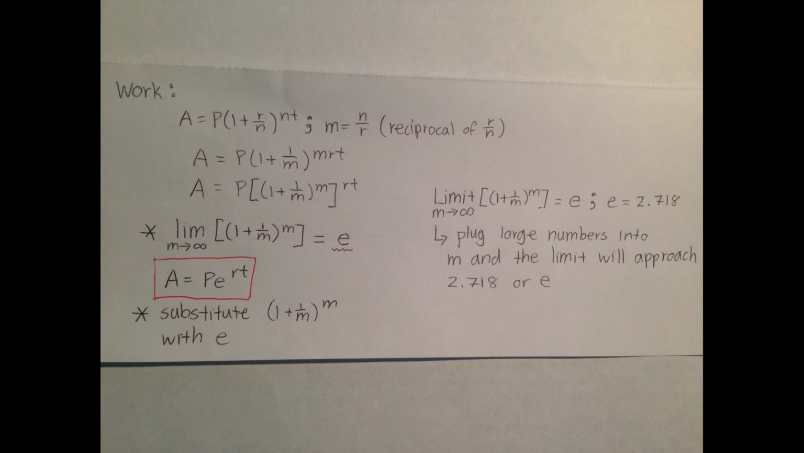Now we need to find something to substitute for 1 plus 1 over M to the M power. We do this by using the limit. The limit as M approaches infinity, which is without bound, of 1 plus 1 over M to the M power is equal to E. And thus, we can substitute 1 plus 1 over M to the M power with E, and we have A is equal to P E to the RT power.